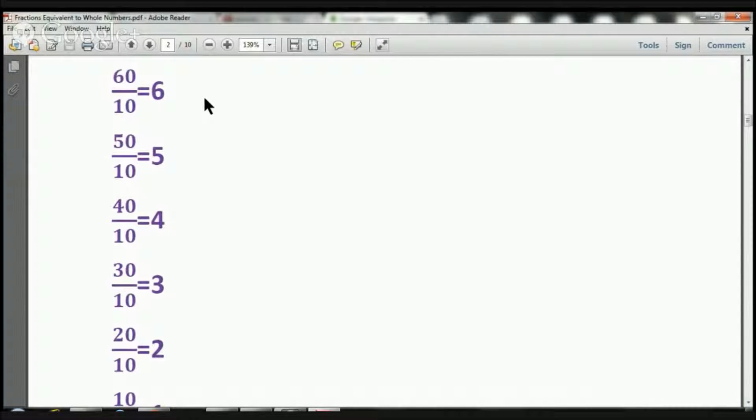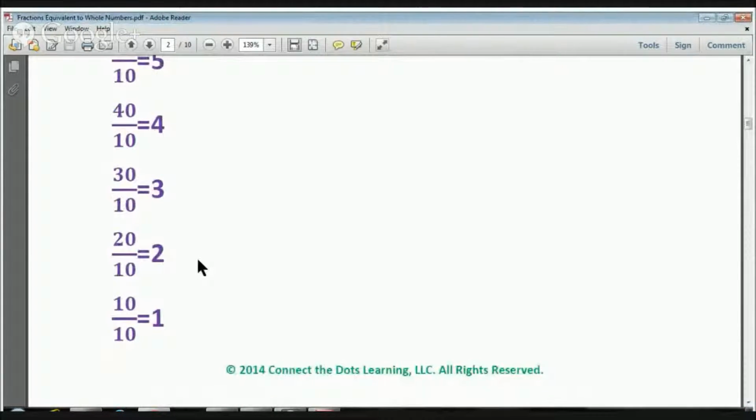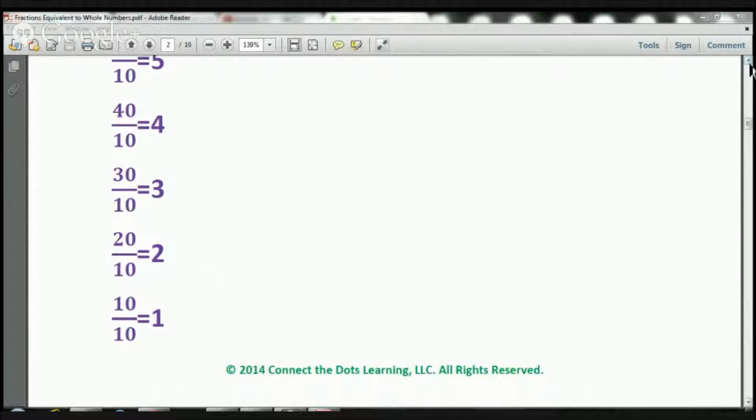Next one here, 60 over 10 equals 6. 50 over 10 equals 5. 40 over 10 equals 4. 30 over 10 equals 3. Let's move this down slowly, okay? 20 over 10 equals 2. 10 over 10 equals 1. And that's pretty much it.